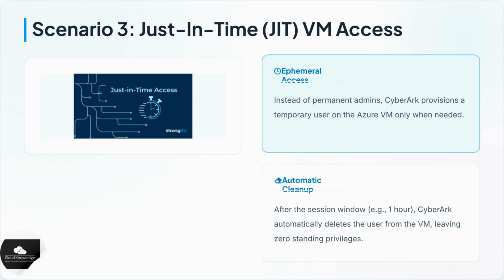Scenario 3 is just-in-time, or JIT, VM access. Instead of permanent admins, CyberArk provisions ephemeral, temporary users on the Azure VM only when access is needed. The user is automatically deleted after the session window, ensuring zero standing privileges.